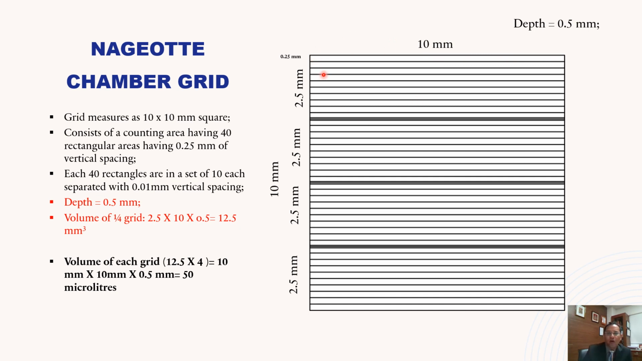So total we have these 40 rectangular areas. So this will be the counting chamber grid. Each of the 40 rectangles are in a set of 10, each separated by a 0.01 millimeter vertical spacing. The depth of the chamber is 0.5 millimeter.